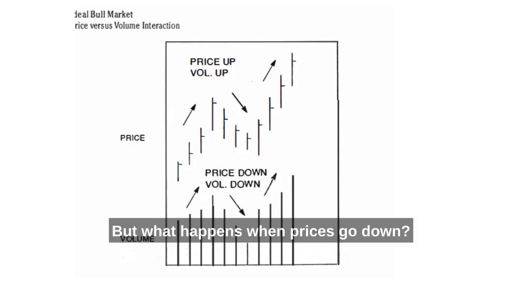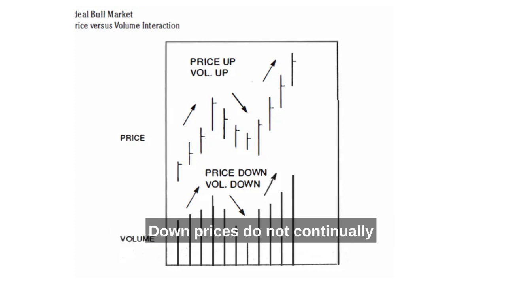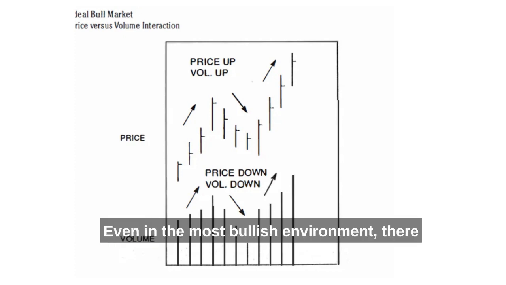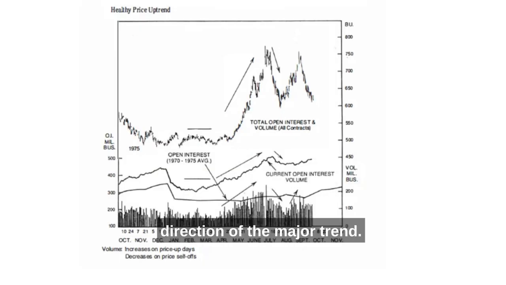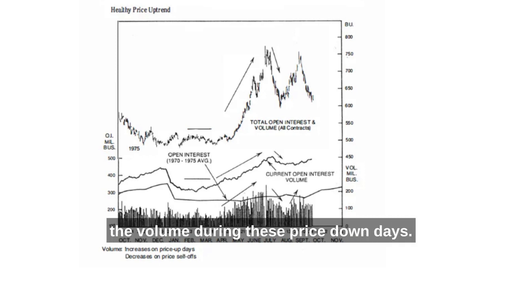But what happens when prices go down? Prices do not continually go up every trading session, even in the most bullish environment. There are always adverse price moves against the direction of the major trend. But what is important to note is the volume during these price down days.